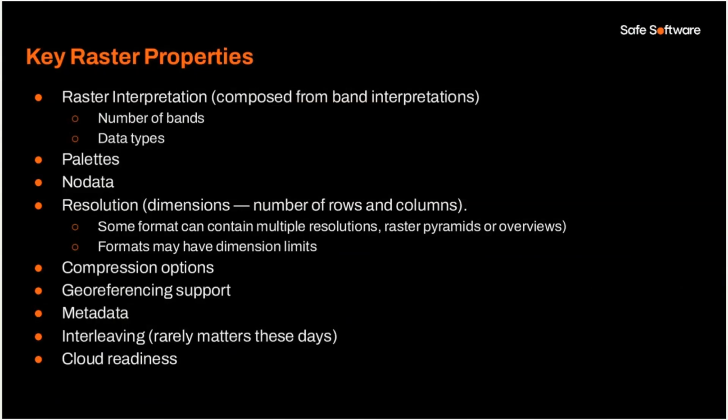How the raster is compressed, whether or not it supports georeferencing, and what kind of metadata it has are all differentiating properties of a raster. An increasingly relevant property is cloud readiness, which is how rasters can be efficiently stored, accessed, and analyzed within a cloud computing environment.